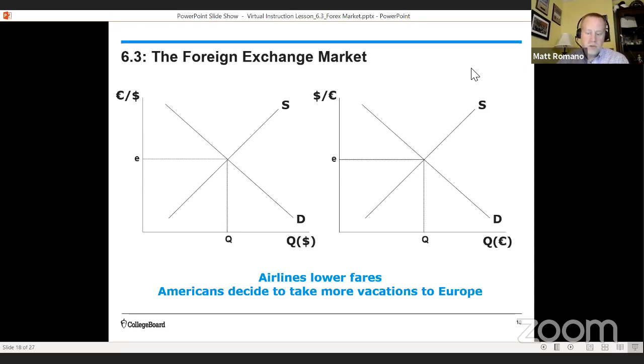They need euros because while you're in Europe, what are you going to do? Well, you're going to eat. You're going to buy some stuff. You need that kind of money so that you can do those things. So you've got to get some euros. That means you're going to have an increase in the demand for euros.